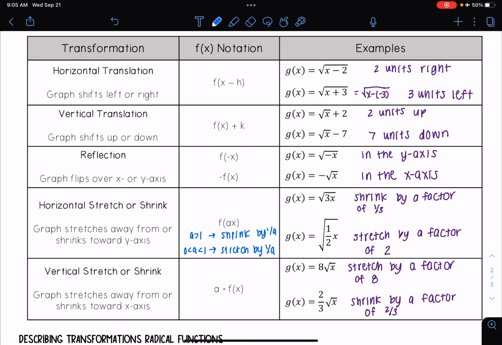And then it's the complete opposite of that for vertical. If a is greater than 1, then it's a stretch by a. And if a is between 0 and 1, then it's a shrink by a.